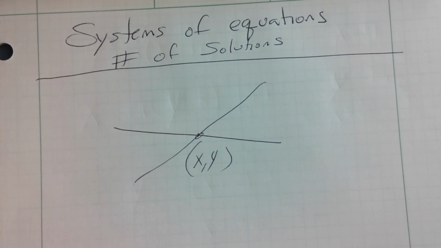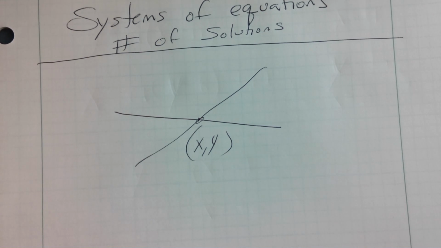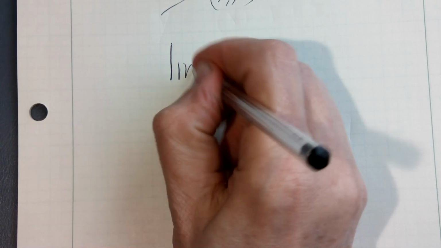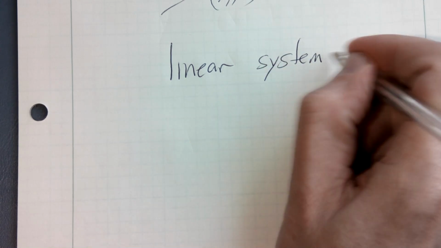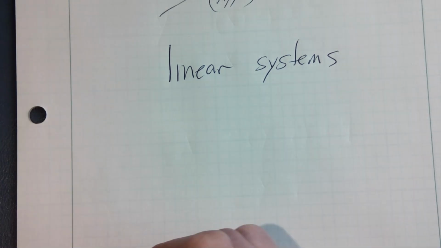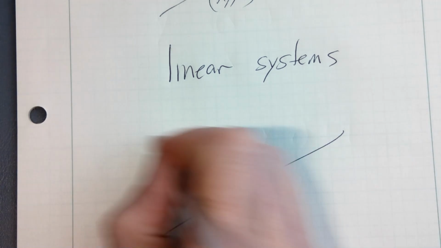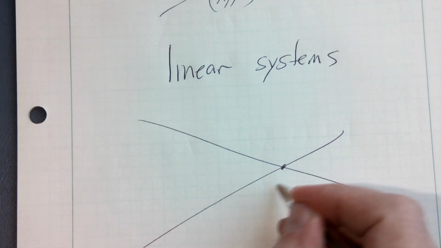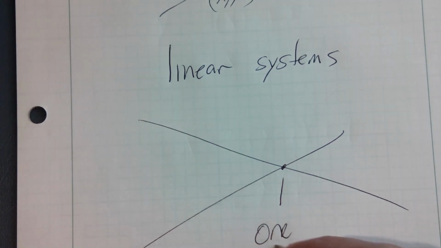intersect more than once. But if they do intersect more than once, they intersect infinitely many times, because there's only three possibilities if they are linear equations. So again, we are talking linear systems, which means they're straight lines. So the first scenario that you've been dealing with is when they cross. We get one solution.